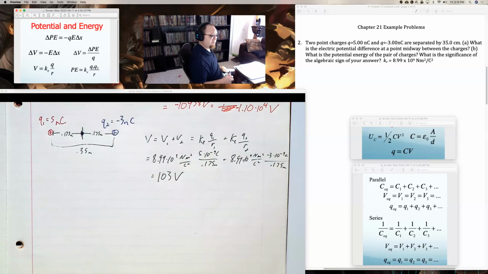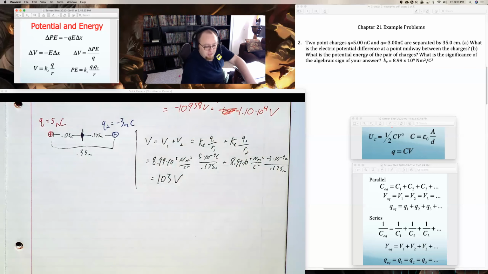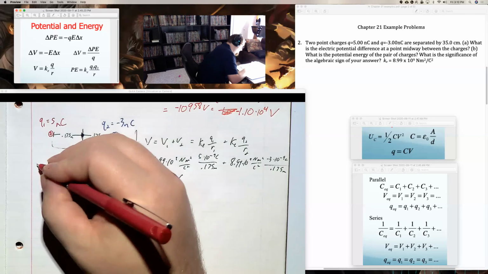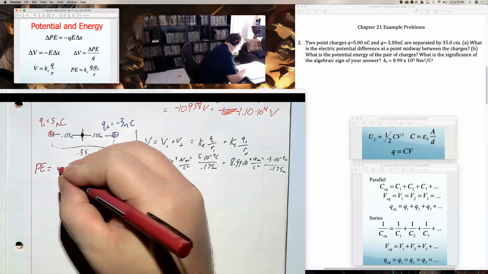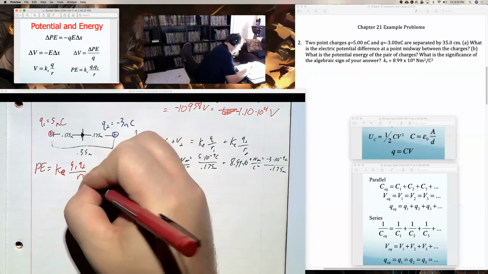Pretty straightforward. Part B says, what's the potential energy of the pair of charges? Well, now I've got to use a different equation because I'm looking for potential energy. There is a relationship between potential energy and potential, except that assumes you have some other charge. If I want the potential energy of the pair of charges, I'm just going to go straight to my potential energy equation. Potential energy is k_e Q1 Q2 over r.